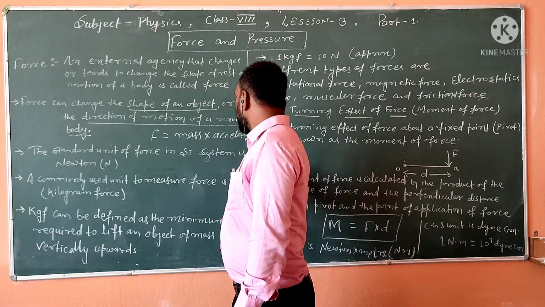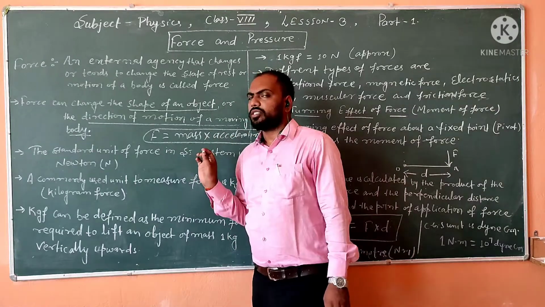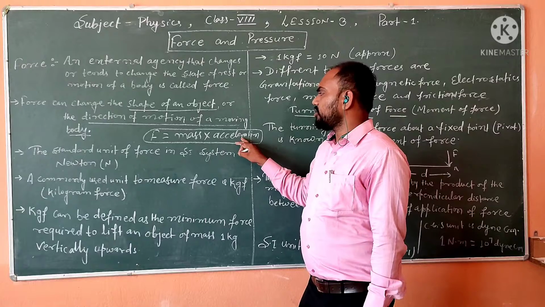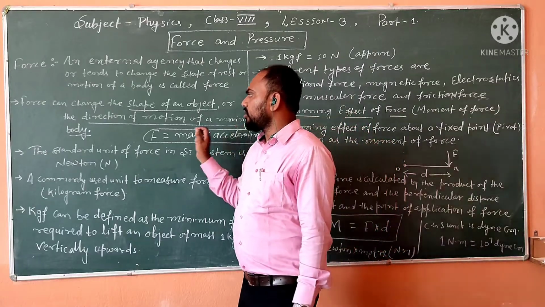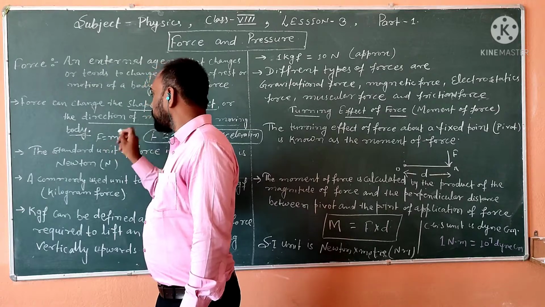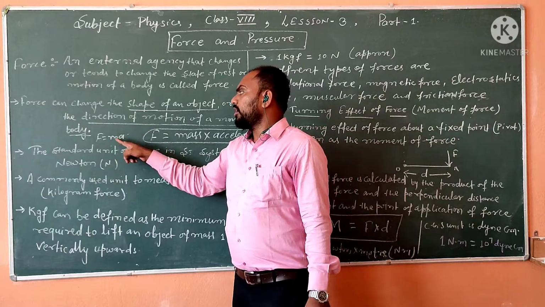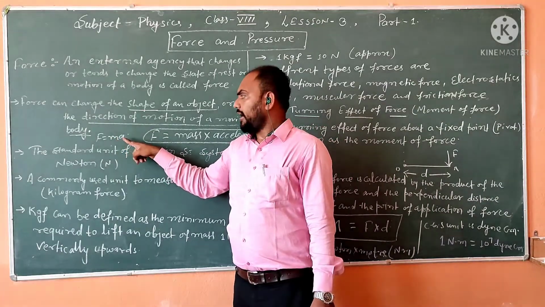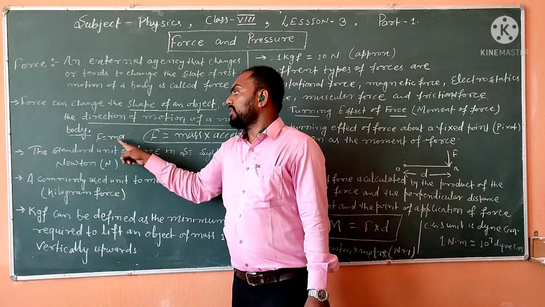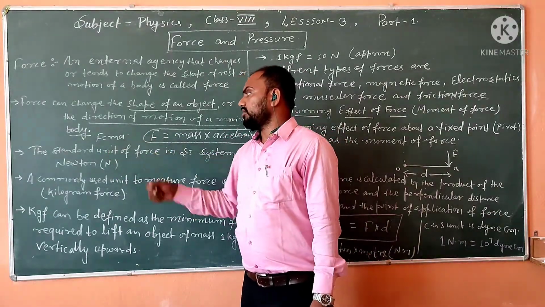I hope you know it, or if you do not know, just remember it. Force is equal to mass into acceleration. In short, F is equal to ma. Force on a body having mass m, and the body has acceleration a. That means the magnitude of force is equal to mass into acceleration.